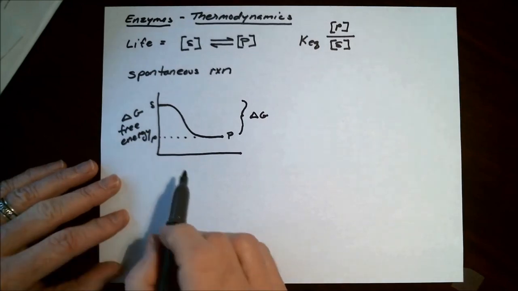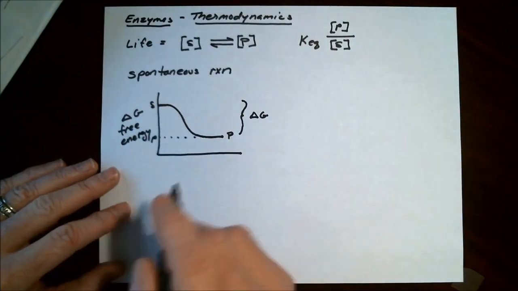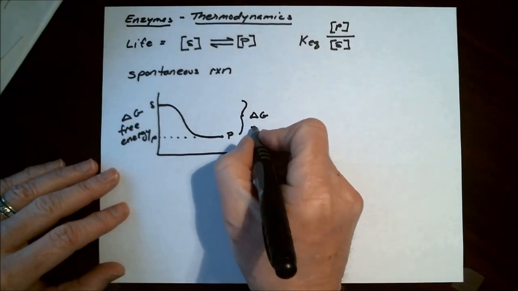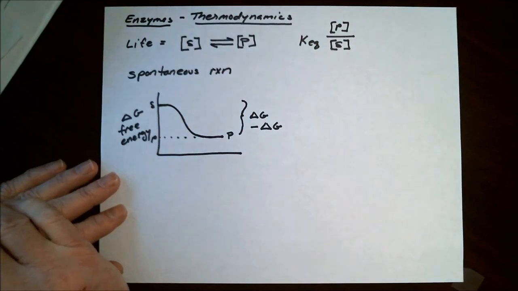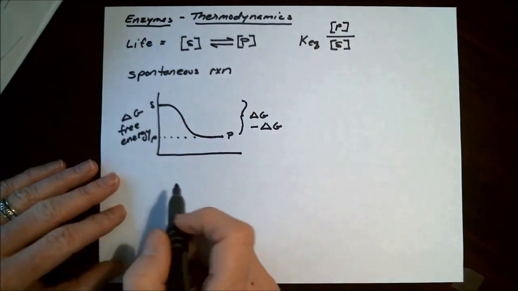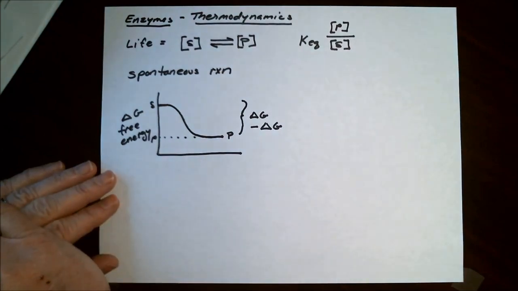Now notice, because it's a spontaneous reaction, the substrate immediately converted into product, so this is going to be essentially a negative delta G, because we are losing free energy, and that gives it a negative delta G and a spontaneous reaction.